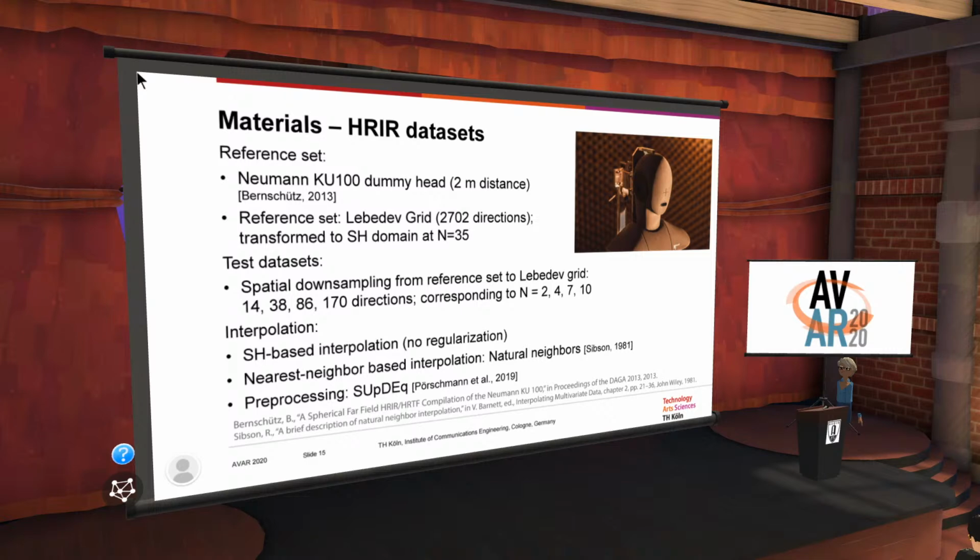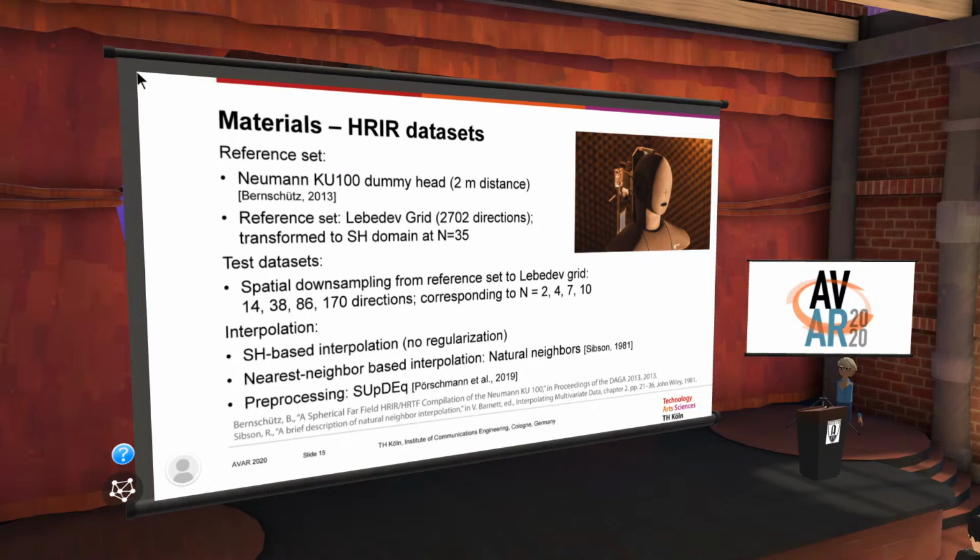So we used dummy head recordings, the Neumann KU100 measurements, because they were carried out on a dense grid with 2,702 directions on a Lebedev grid, and we did SH transforming to an order of 35. And from this data, we created spatially downsampled test data sets with 14, 38, 86, 170 directions, and this corresponds to orders of 2, 4, 7, and 10 if we are thinking in the SH domain. And then we did the interpolation, either spherical-harmonic based, just spherical-harmonic, no regularization, no Tikhonov, nothing specific, just the basic thing. So there's room for more, of course.